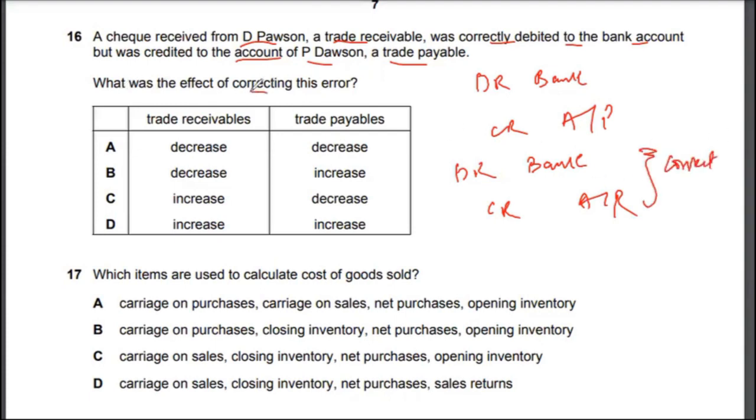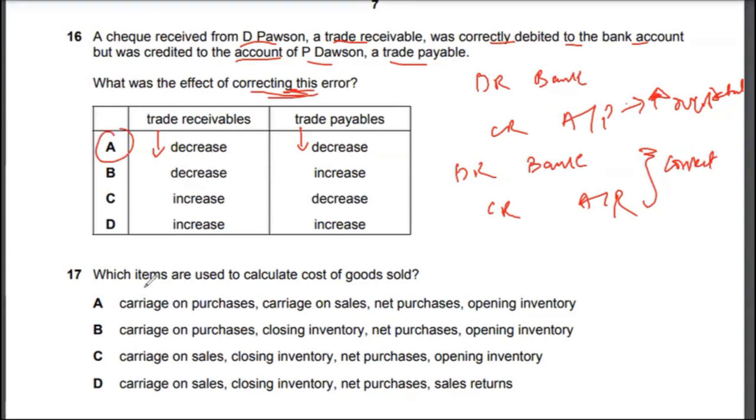Now, what was the effect of correcting this error? What has been done is that accounts payable has been overstated, in other words, so you have to decrease it. When the company corrects this error, it's going to decrease its trade receivable and it's going to decrease its trade payables as well. So the correct answer to multiple choice 16 would be option A.